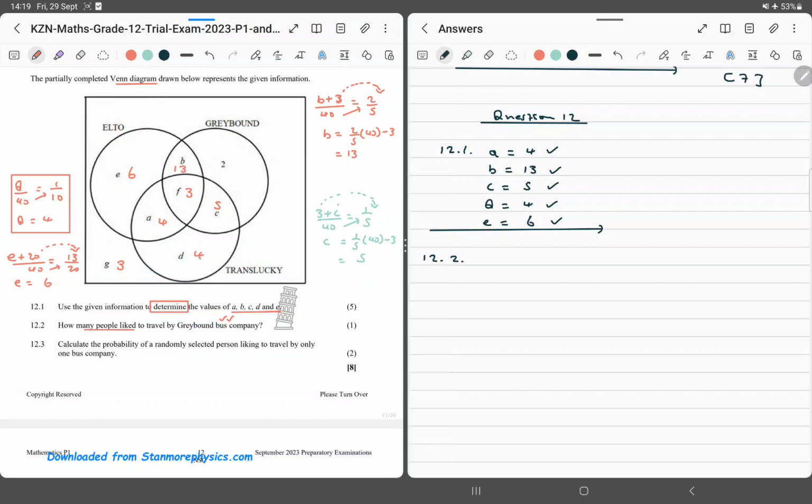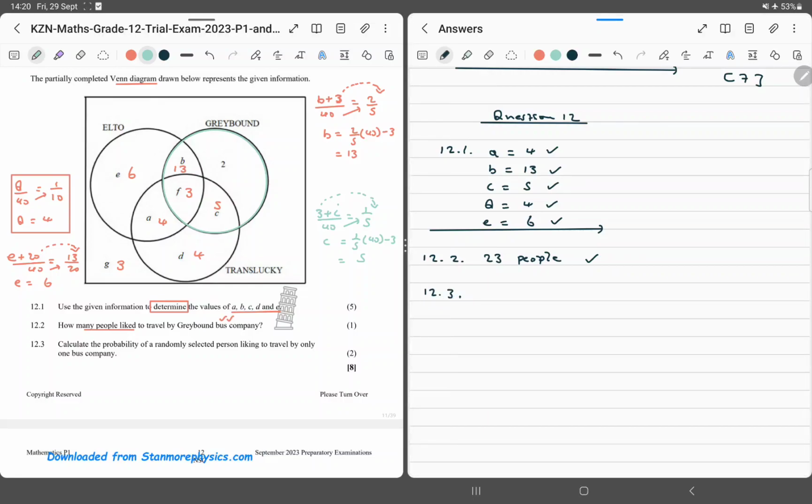So how many people like to travel by Greyhound? So we are actually asking about this circle, we are looking to sort out this one in this scenario. But now we just want to calculate the total of those people. So this is going to be what now? 13 plus this one, that is 16, plus 5, that's 21, plus 2, that's 23 people. So just add those numbers and you get your 1 mark, nice and easy.